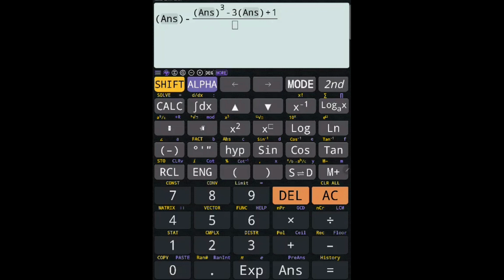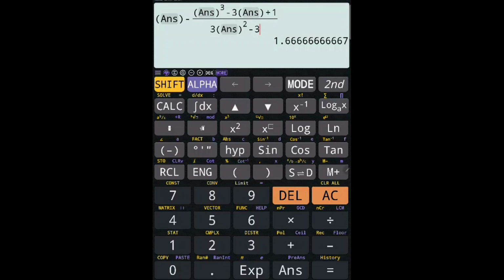And therefore, in the denominator, you will then get 3 times the answer squared, and then we'll minus 3 from there. So you will see that this will be our first computation, which corresponds to our first answer.